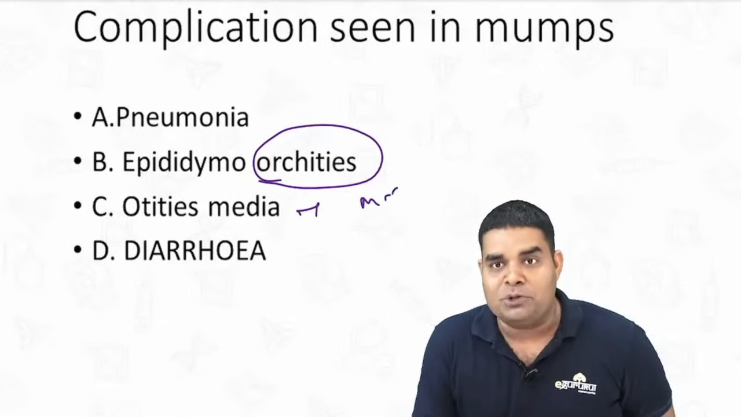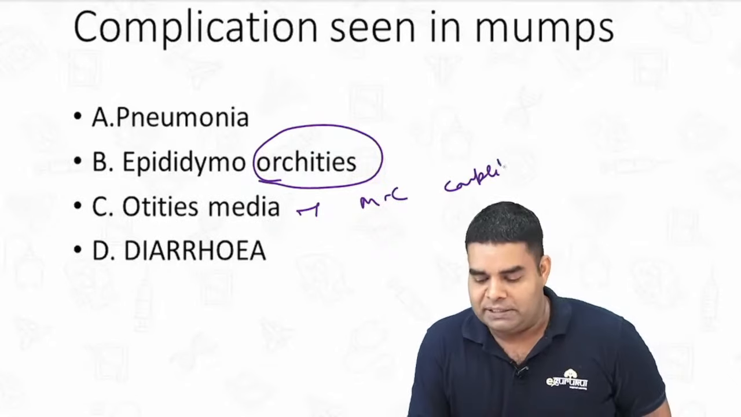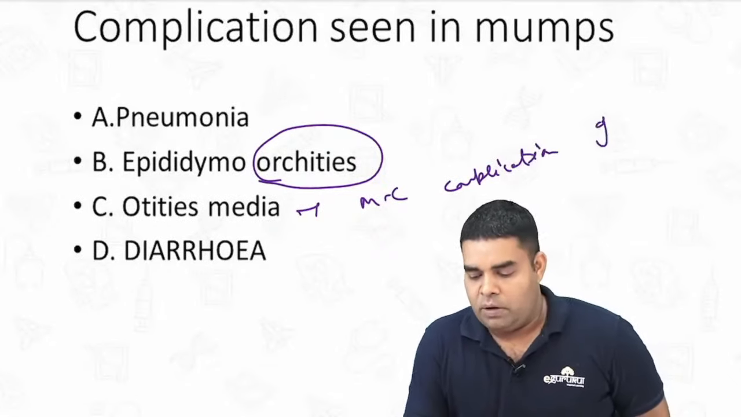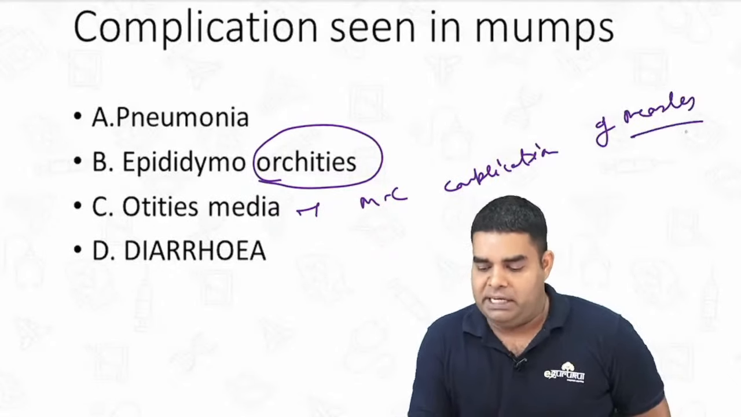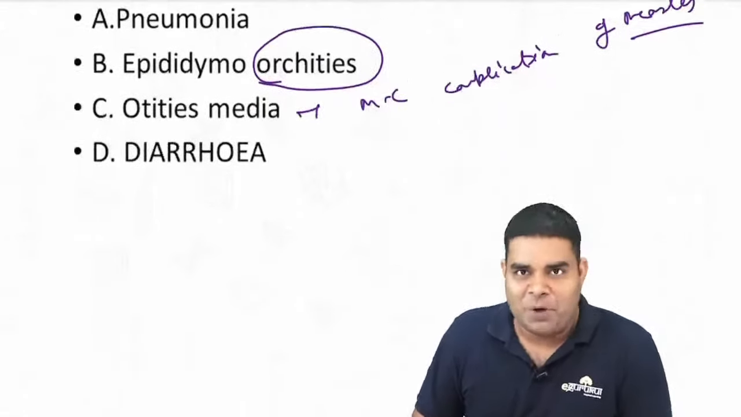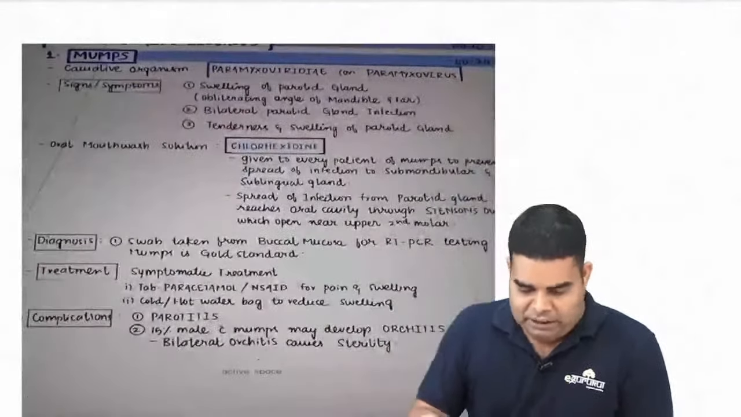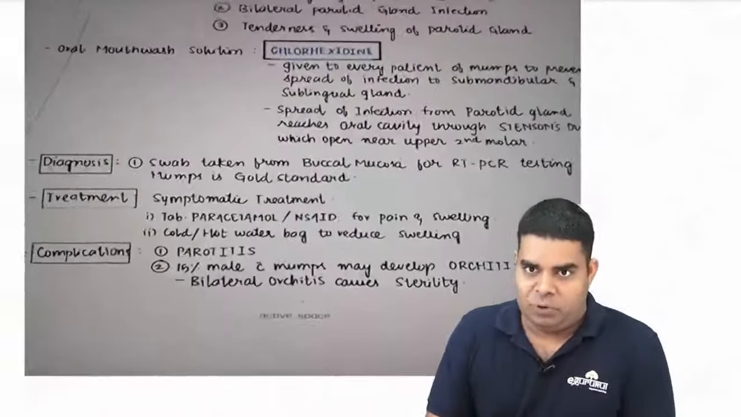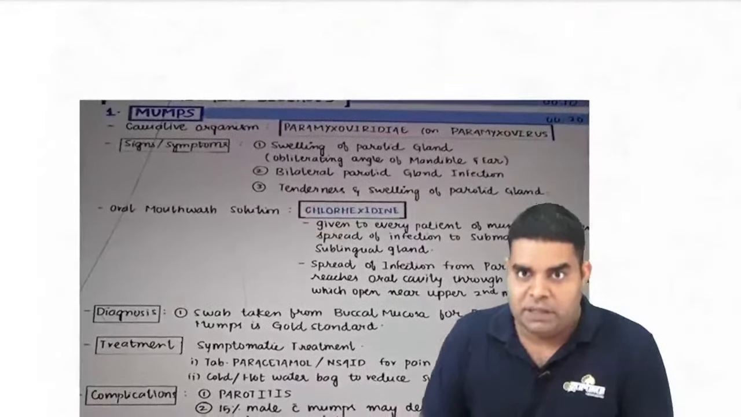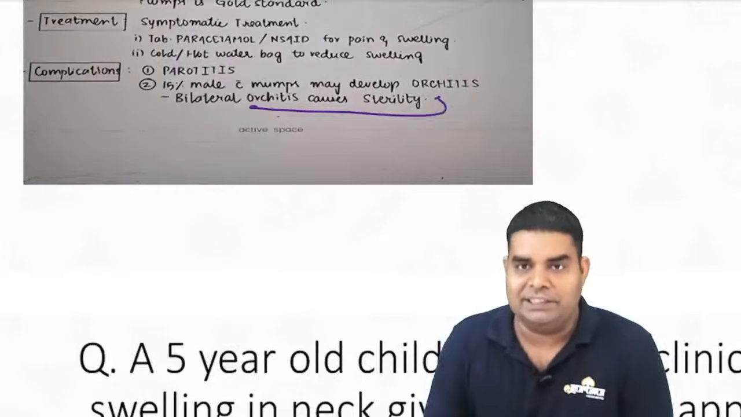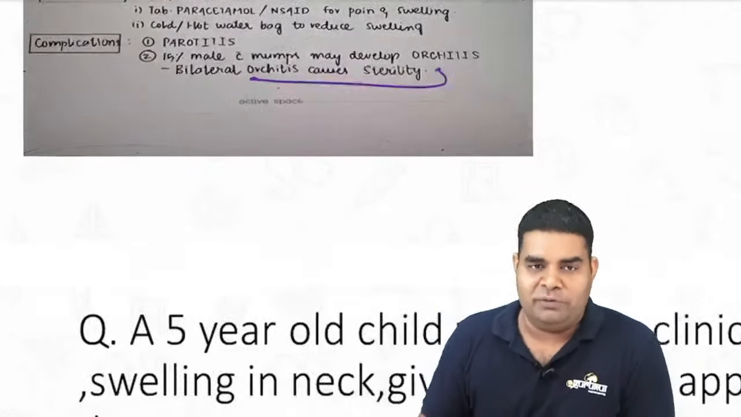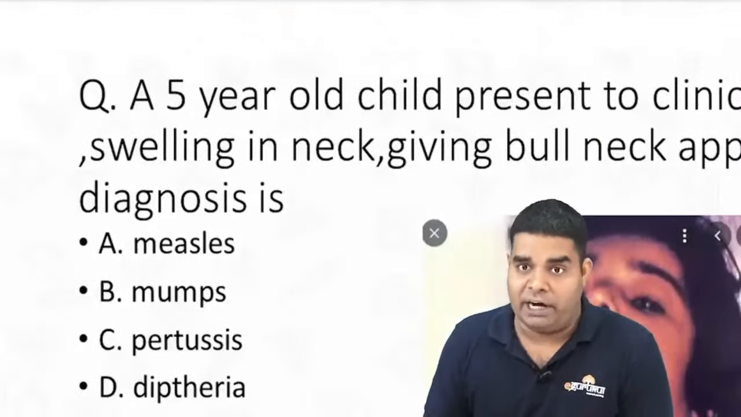Otitis media is the most common complication of measles. And remember that SSPE, subacute sclerosing panencephalitis, is the least common complication of measles. This is of course given in everybody's notes also. Whenever we discuss mumps, we always discuss that it causes orchitis that can cause sterility also, so we always discuss epididymo-orchitis.